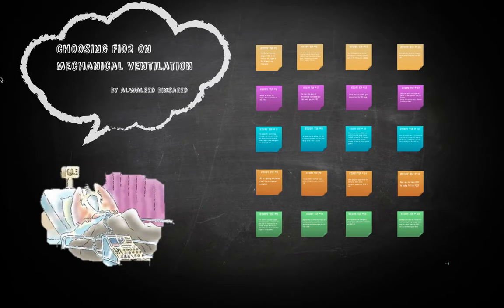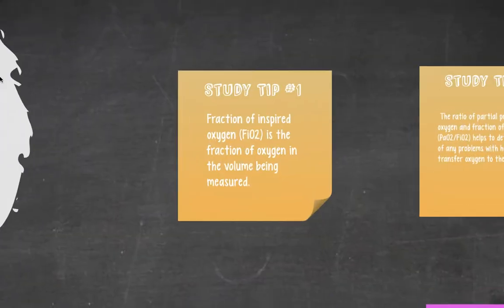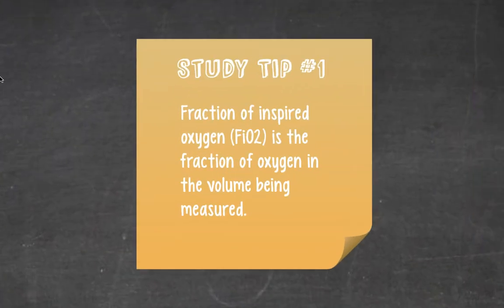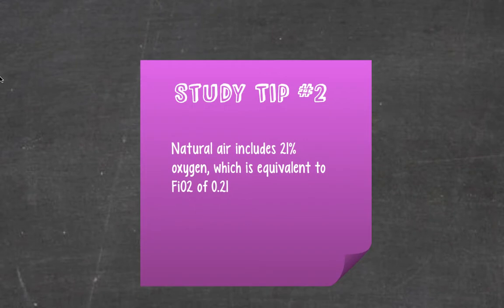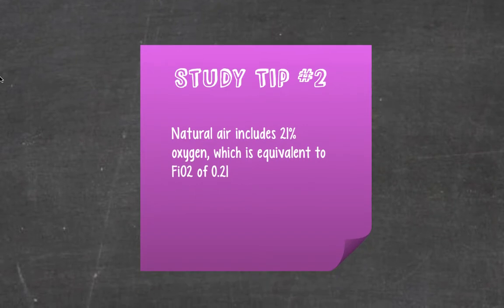This video will be providing you with 20 helpful study tips for choosing the FiO2 on the mechanical ventilator. Tip number 1. Fraction of inspired oxygen is the fraction of oxygen in the volume being measured. Tip number 2. Natural air includes 21% oxygen, which is equivalent to an FiO2 of 0.21.